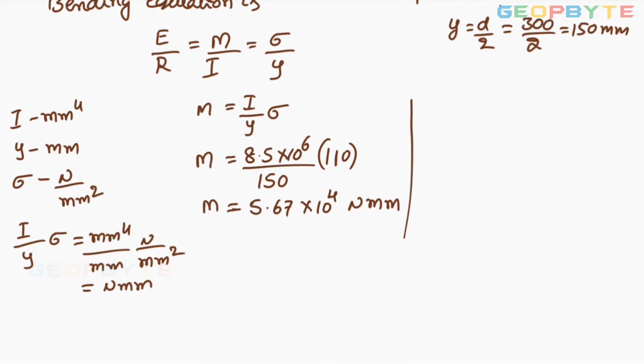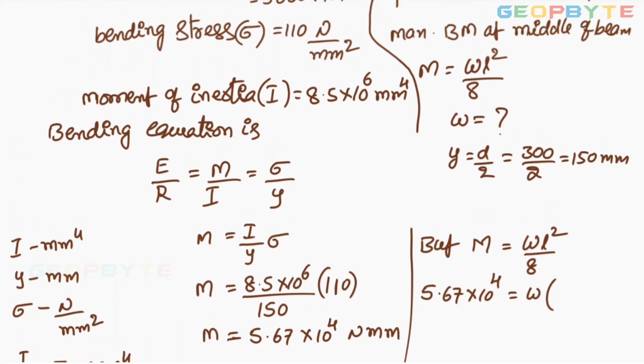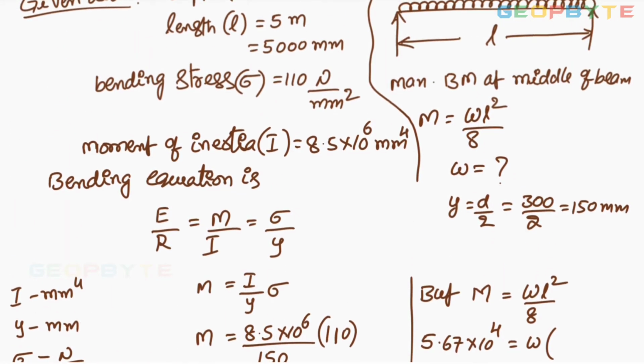But bending moment, maximum bending moment M, for a simply supported beam carrying UDL over its entire length, maximum bending moment M equal to WL square by 8. M equal to 5.67 into 10 power 4. It is equal to W into length. Length is in mm, right? Length is in mm, 5000.